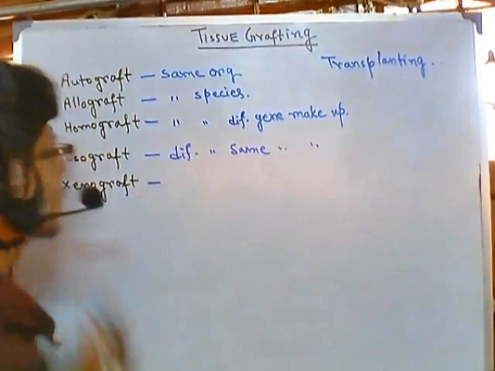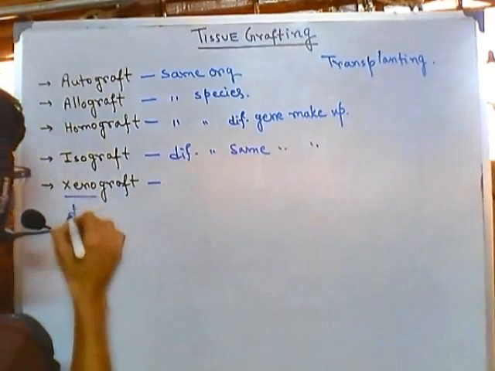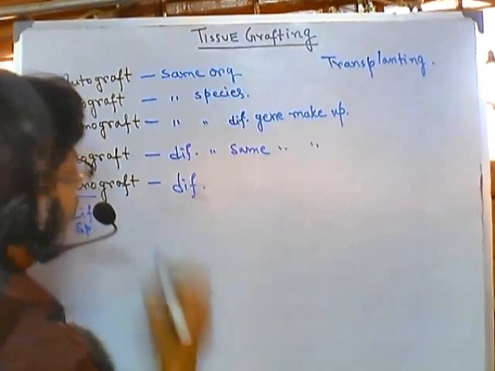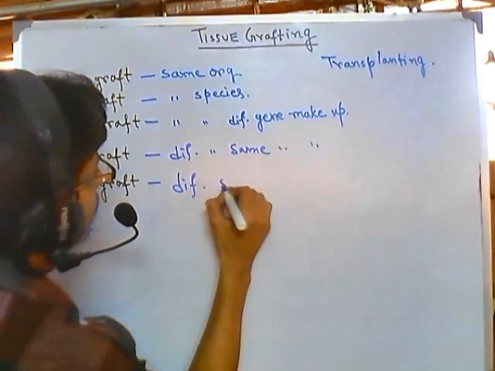And the final one is a xenograft. Now xeno means different species. So definitely it is the transfer of graft or tissue graft between different species.